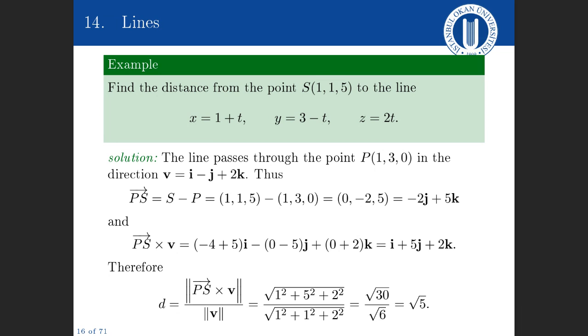So let me just repeat the key points here. We need a point on the line, so we look at the first numbers, 1, 3, and 0. We need a vector on the line. For a vector, we look at the second numbers, 1, minus 1, and 2. And then after that, it's just using the formula.